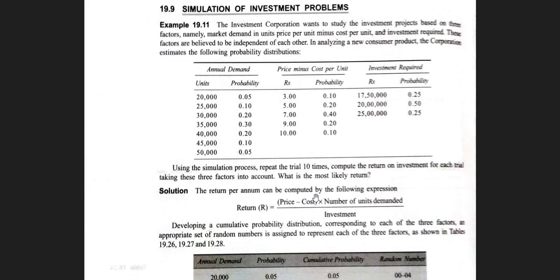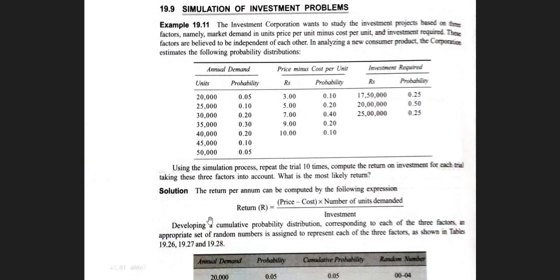Now, the question says, using this simulation process, repeat the trial 10 times and compute the return on investment for each of these factors. Take note of the main question here, because it's really going to guide how you're going to create your table. The question says compute the return on investment for each trial. So you're going to compute R for each of the 10 different trials, and then they ask what is the most likely return, which return is the most likely to happen.